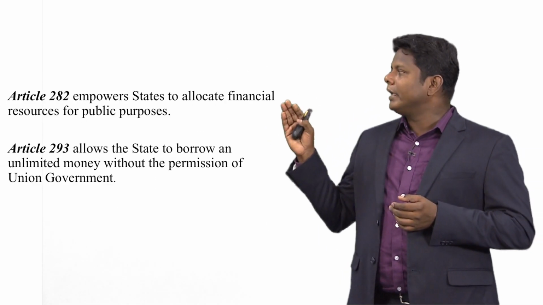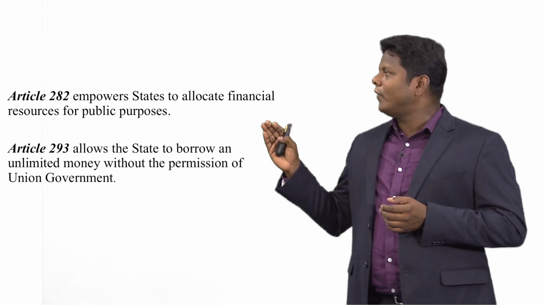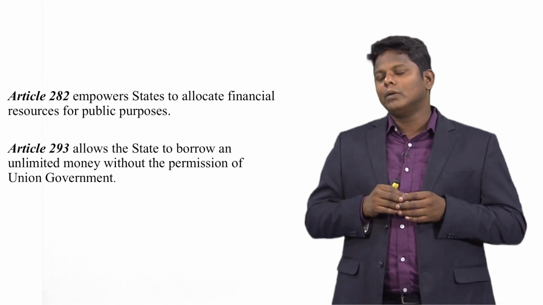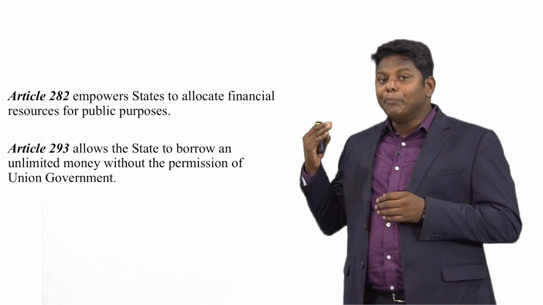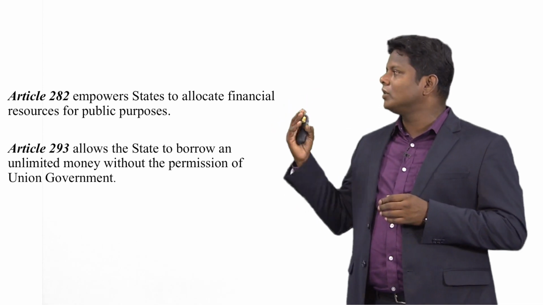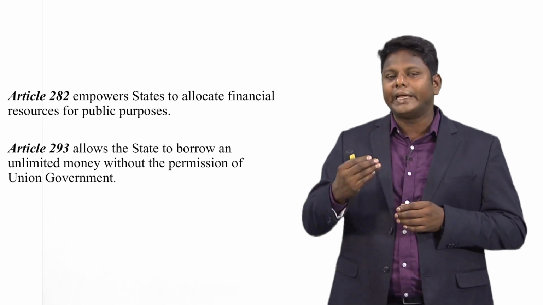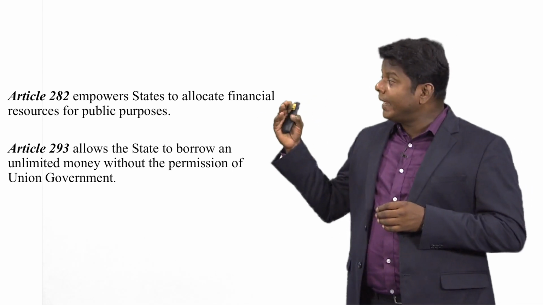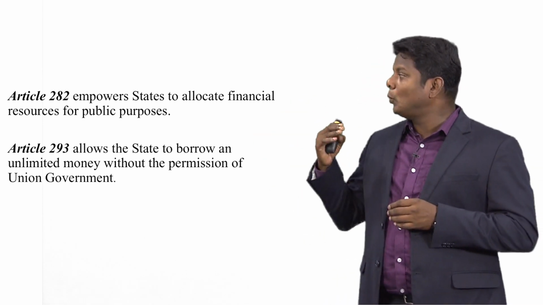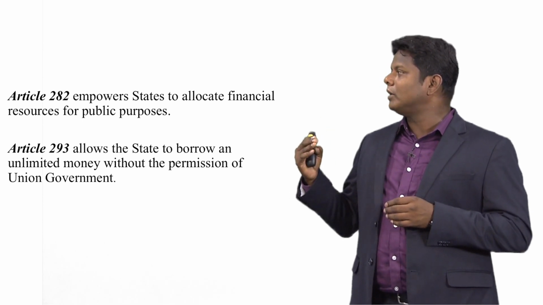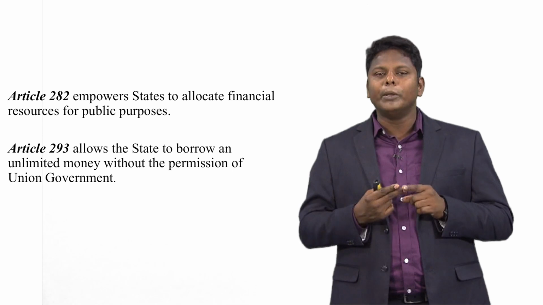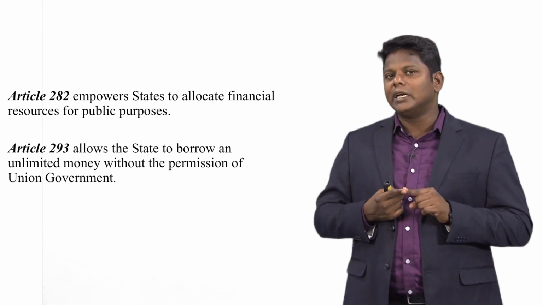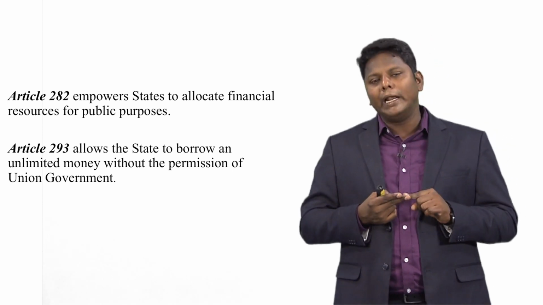Article 282 empowers states to allocate financial resources for public purpose. State can allocate funds for the public purpose. Article 293 allows the state to borrow unlimited money without the permission of the union government. So these are two important articles which empower states to allocate financial resources, and also to borrow unlimited money for the purpose of public.